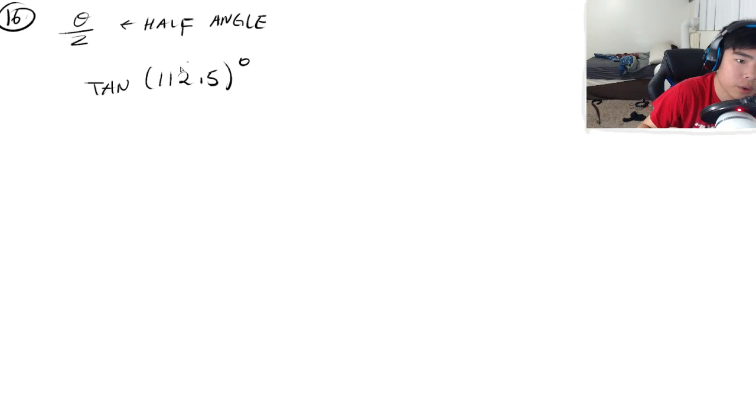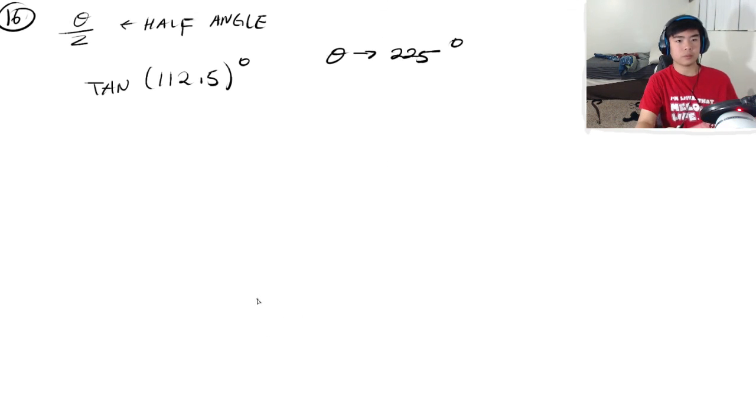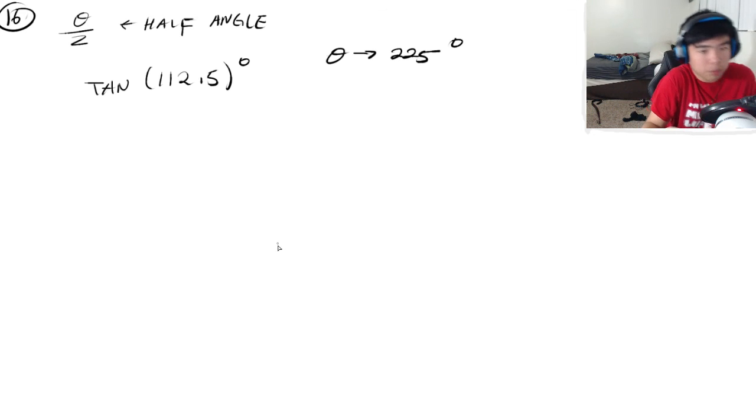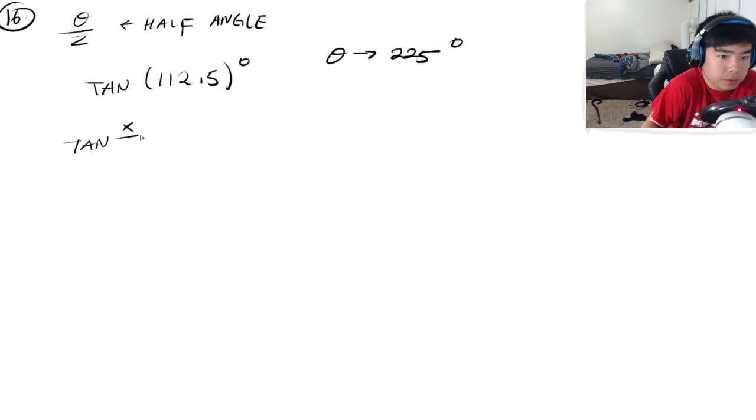Since this is a half angle, you could already say theta is actually this times 2. So that'll actually be 225, right? Theta is 225. So if we do the problem correctly, we're going to end up with the tangent of x over 2. That's what we're trying to find. Let's just say theta is the same thing as x, okay? Tangent of x over 2.